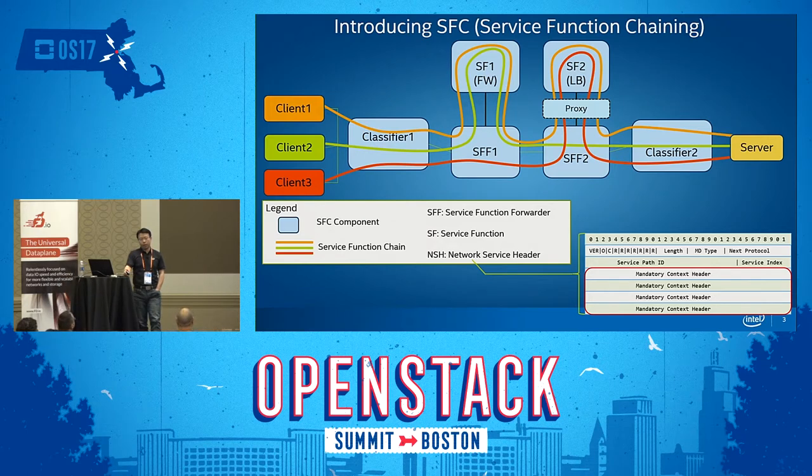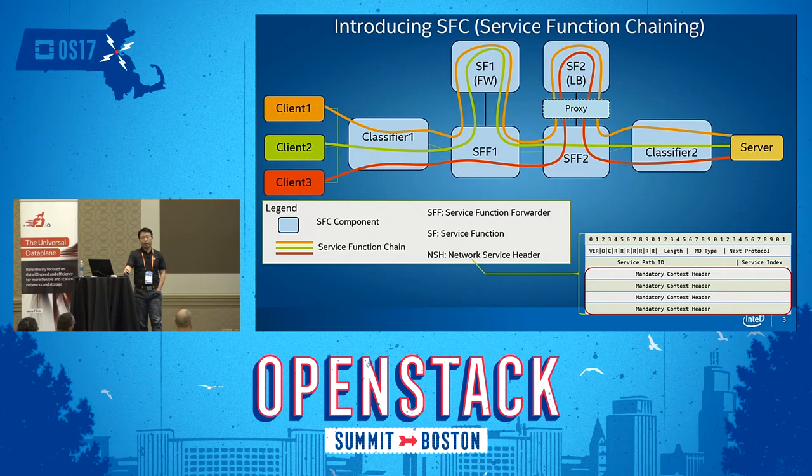components. The first one is a classifier, which classifies the incoming traffic and places a label, an SFC label, on the packet. Based on the label, the classifier forwards the packet to the service function forwarder. The service function forwarder uses the chain information in the label to determine what the next hop will be. It could be a next service function forwarder, or it could be a service function.